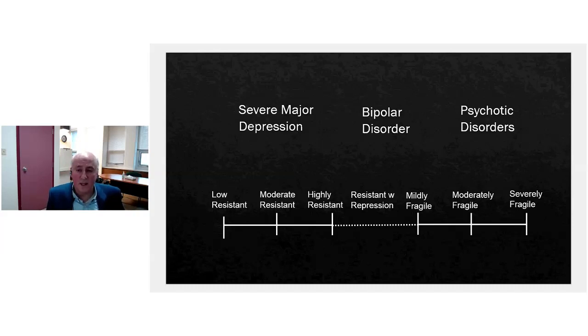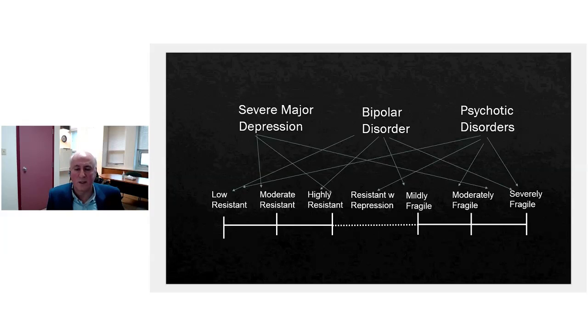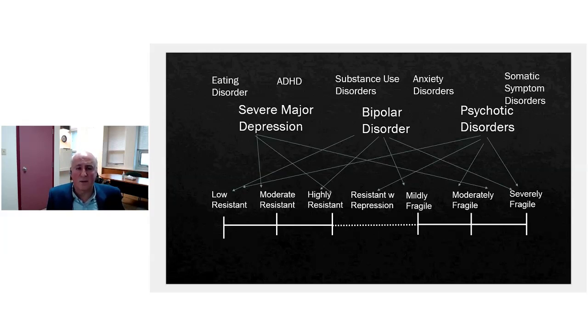So again, if we take these sort of big 3 groups, psychotic disordered individuals can also have attachment patterns across here. So can bipolar patients. So can severely depressed patients. And on top of that, every other major psychiatric disorder can have all these patterns as well. So you can see all these patterns except for low resistant with eating disorders. I haven't seen a low resistant patient with eating disorder.